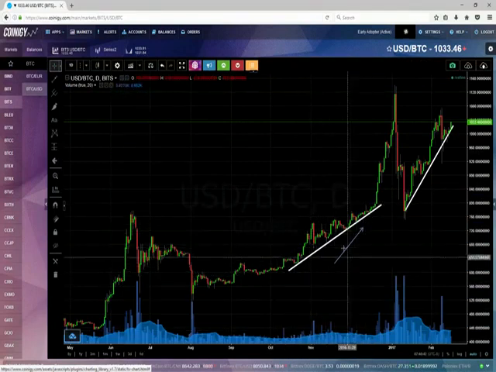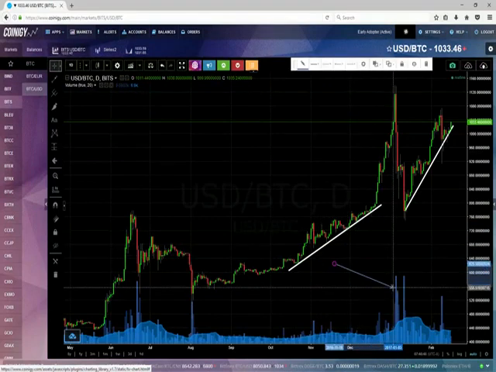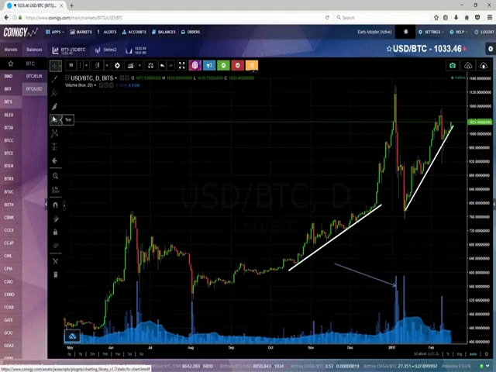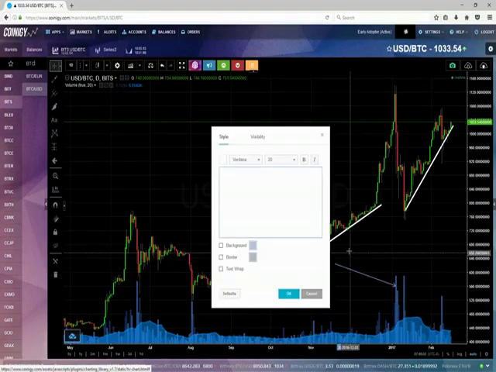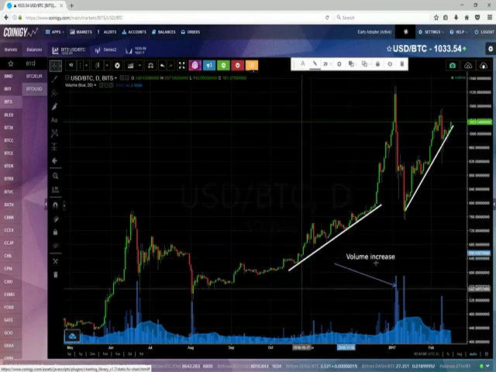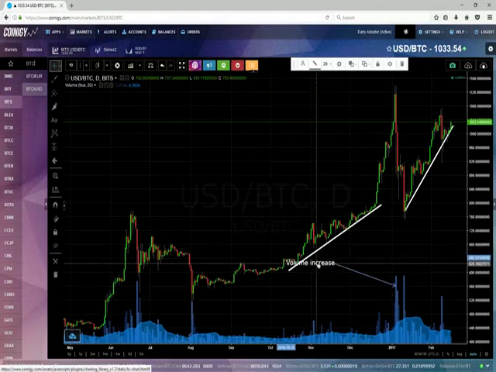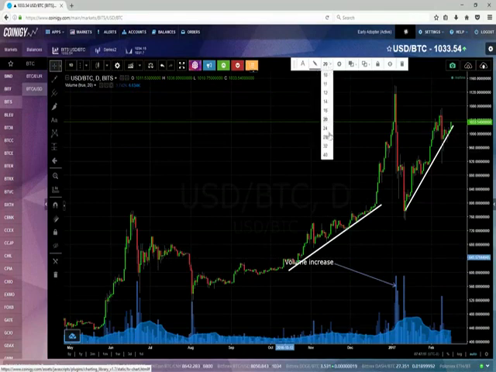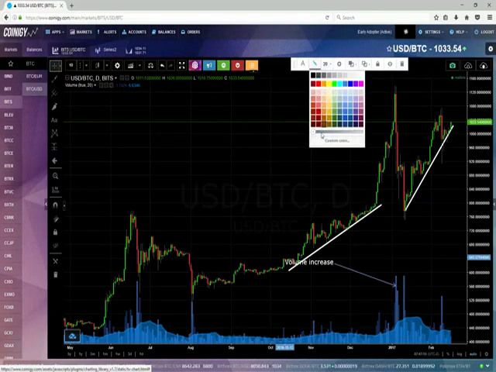If you want to write something, so let's say I wanted to point towards this volume increase right here. So you can see all the volume bars. You can click this A over here, so left click, and then you left click down here, and then I can write something like volume increase, right? So I can point that out. You know, I can change the size of the fonts right up here, change the color, so you can kind of decorate the chart any way you want.